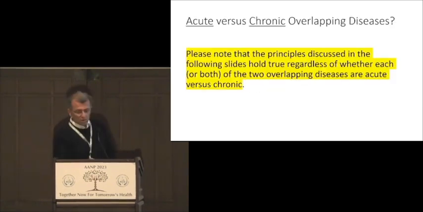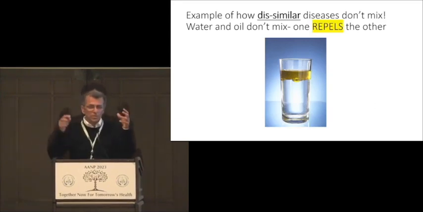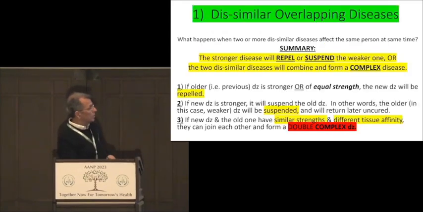So the principles discussed here, again, apply to acute versus chronic, not just acute, but also chronic, infectious as well as non-infectious. So let's talk about an example of what happens if you have two dissimilar substances like oil and water. They repel each other, right? A similar situation is happening when you have two dissimilar overlapping diseases existing in the same person at the same time. The stronger disease can repel or suspend the weaker one, or the two diseases can combine and form a complex disease. This is a summary of what happens with overlapping dissimilar diseases, which is on the first page.